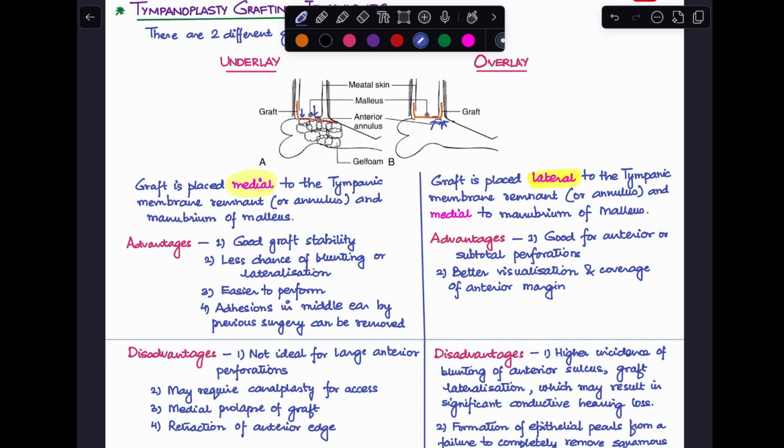Coming to the overlay technique, the advantages of doing an overlay technique, where you put the graft lateral to the annulus but medial to the manubrium of the malleus, are that it is good for anterior or subtotal perforations, and it has better visualization and coverage of the anterior margin of the tympanic membrane.